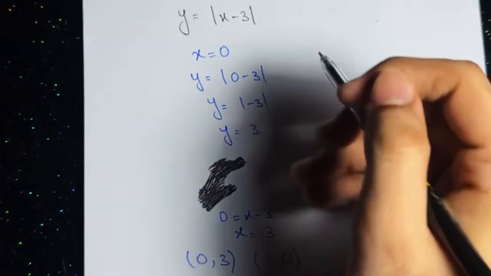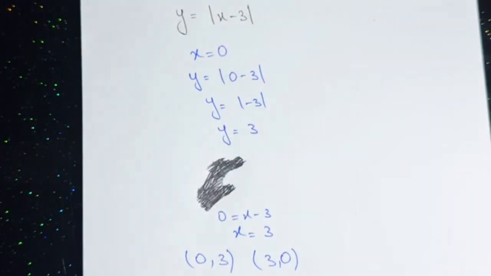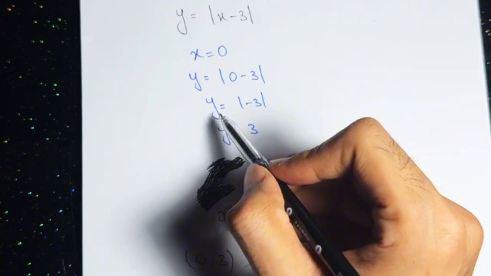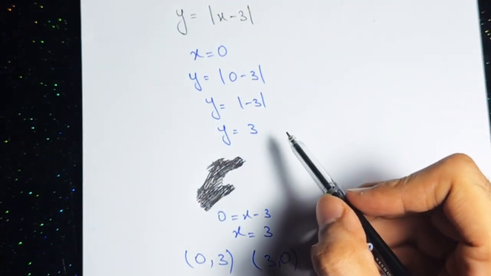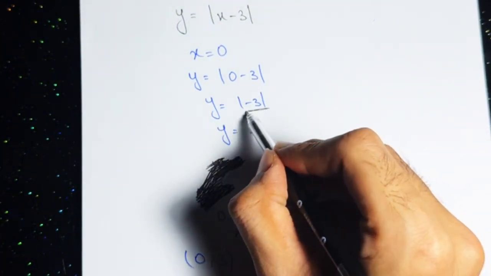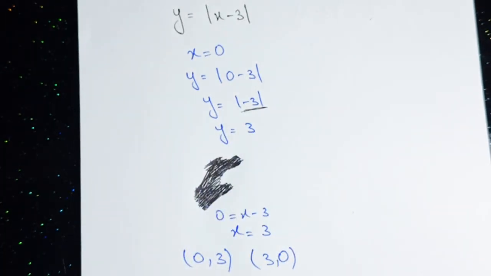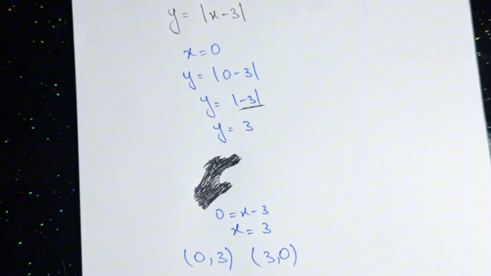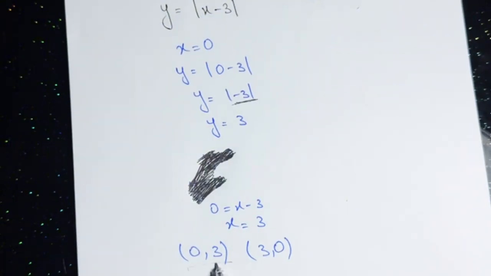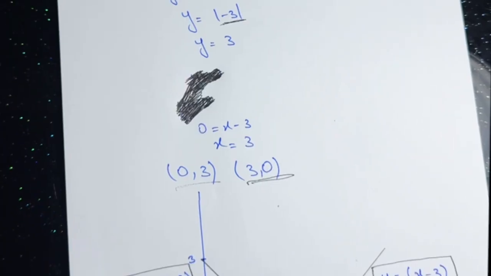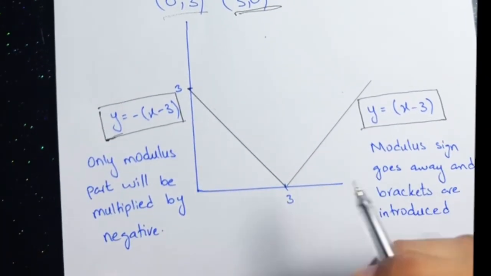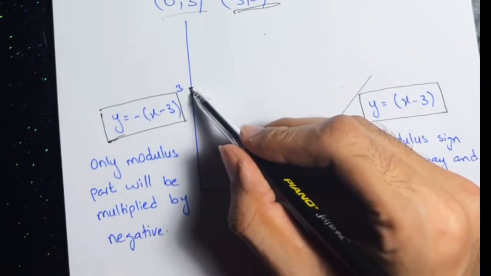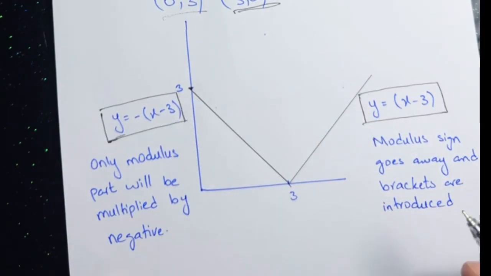So everything inside the modulus will be positive. We will put x is equal to 0, so we will get y is equal to modulus of negative 3. Everything inside the modulus is always positive, so we get y is equal to 3. To find the value of x, we put x minus 3 equal to 0 and x will be 3. So we have got two coordinates, 0 comma 3 and 3 comma 0. Now we will plot the graph. We have already plotted the points 0 comma 3 and 3 comma 0.